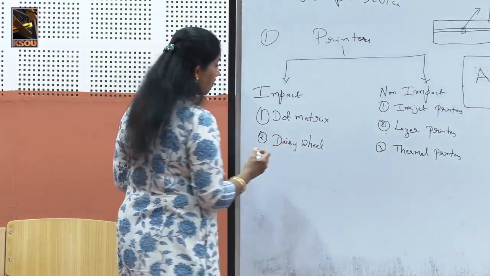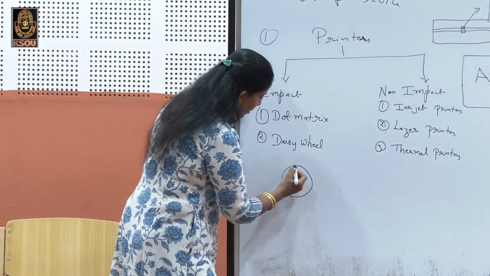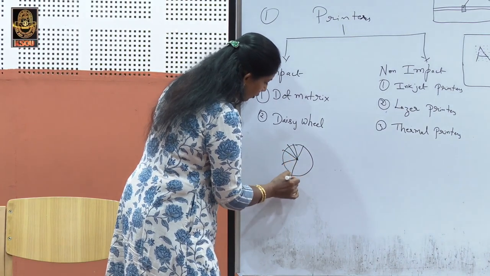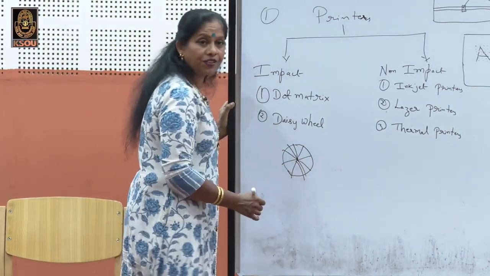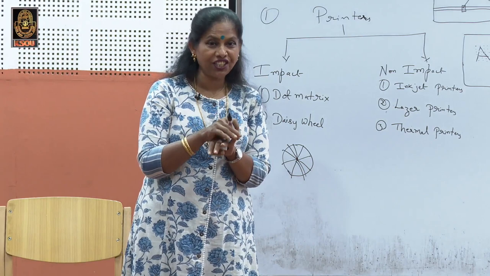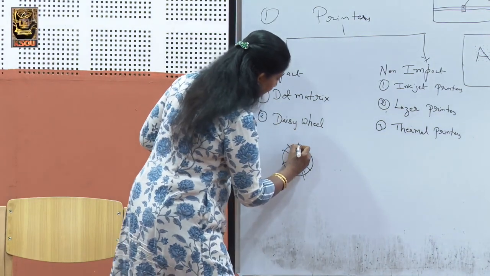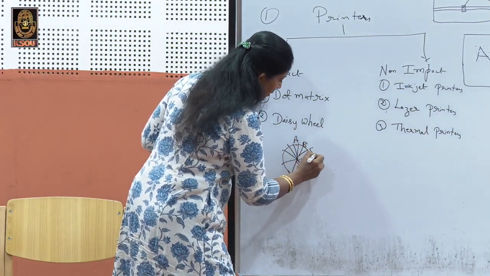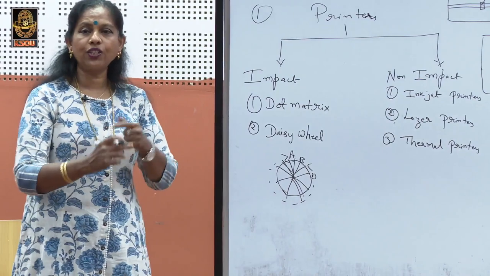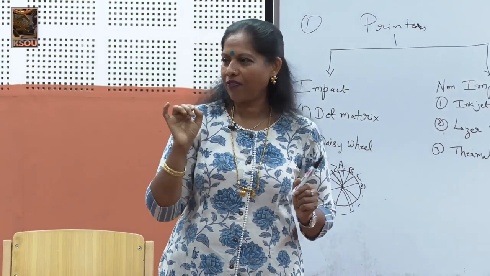So, how this daisy printer works, I will tell you. It will be round in shape. Here you have the strings, and for each letter you have a different string. You have seen a typewriting machine, right? For each letter you have a different string. Here it starts from A, B, C, D, and so on till Z. In this wheel, just like the spokes of a cycle, each spoke will have a letter.